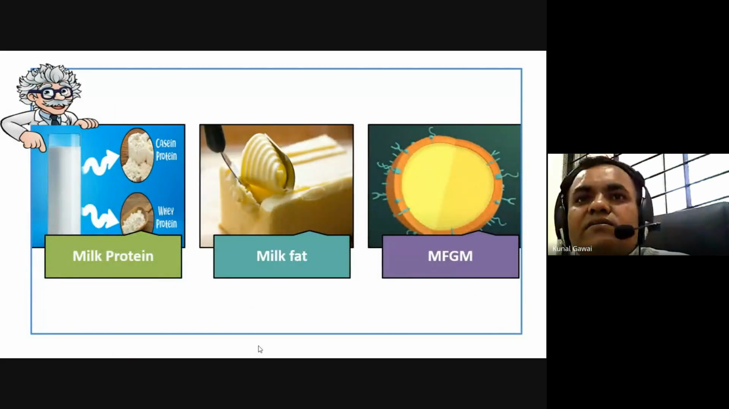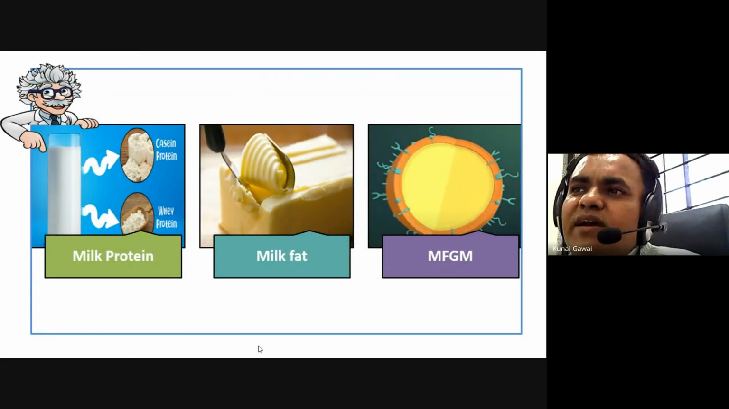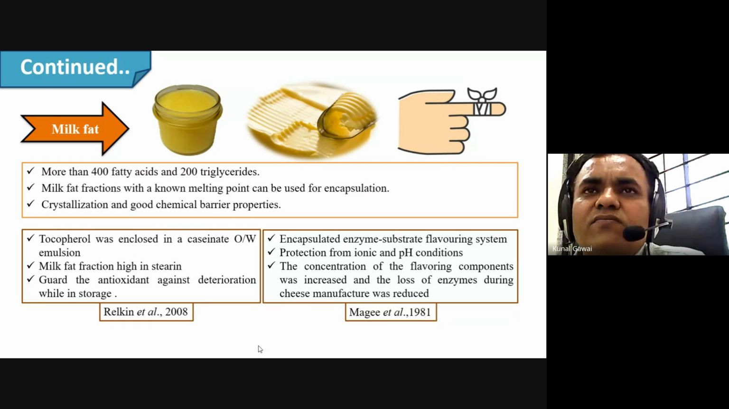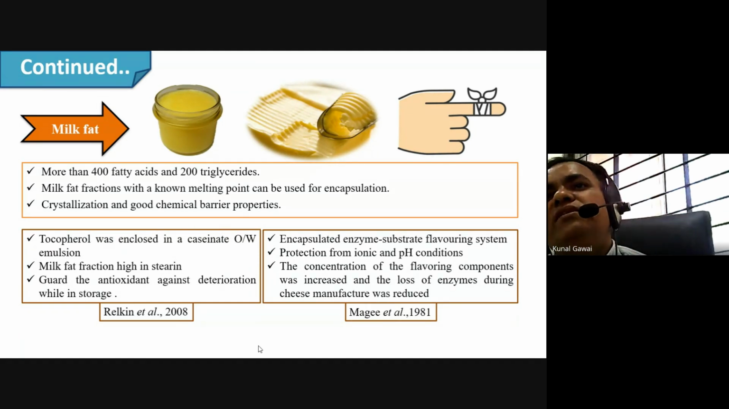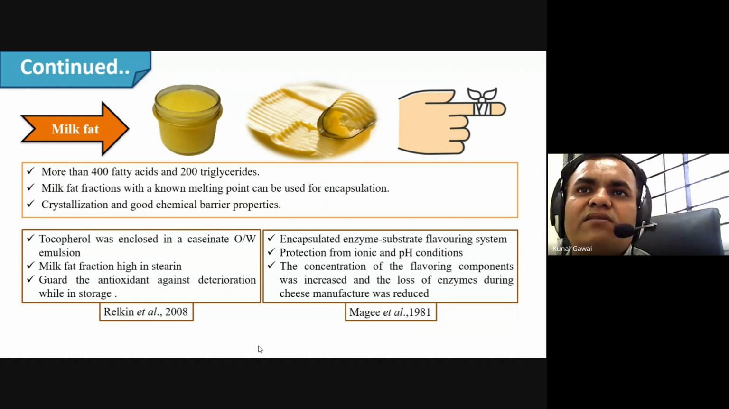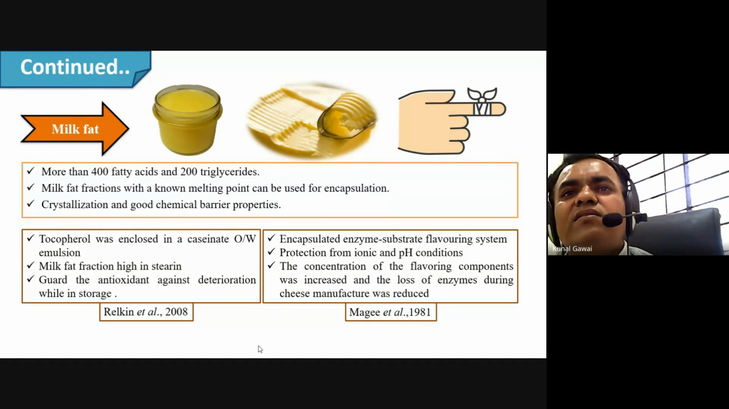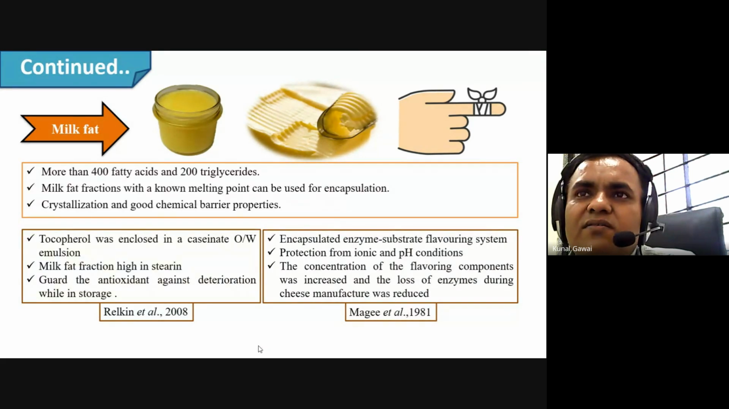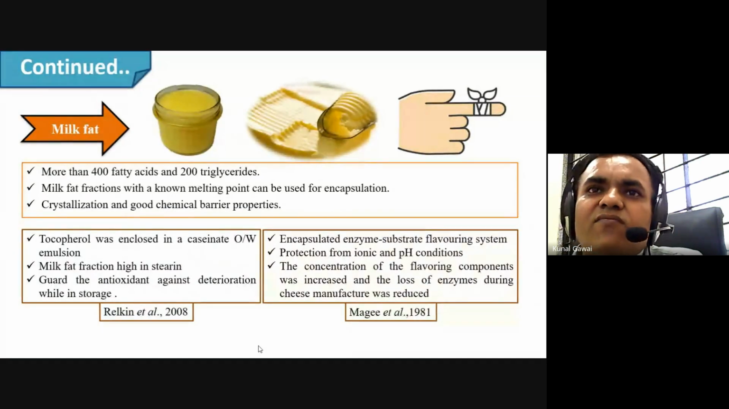Now the dairy ingredients, like milk protein, milk fat, and milk fat globule membrane. We will talk about all of them one by one. Milk fat: there are more than 400 fatty acids and 200 triglycerides. Milk fat fractions are known, and melting point can be used for encapsulation. So there are different methods we have to follow. For what purpose? They depend on that specific melting temperature, and they also need to be protected particularly from specific pH.